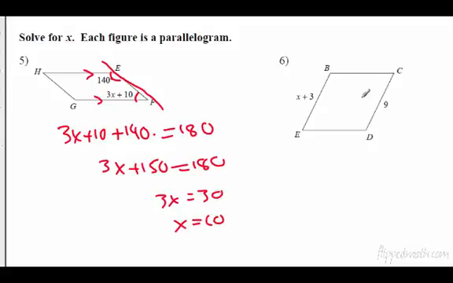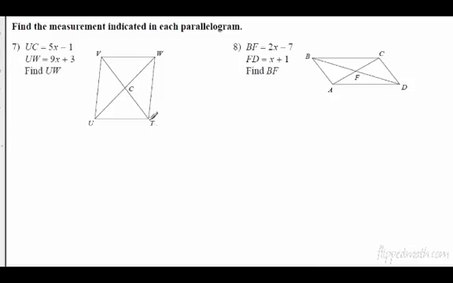How fun was that? Here are opposite sides. The opposite sides are congruent, so x plus 3 equals 9. You better get 6 for that one. Those two are fairly easy. More parallelogram stuff.